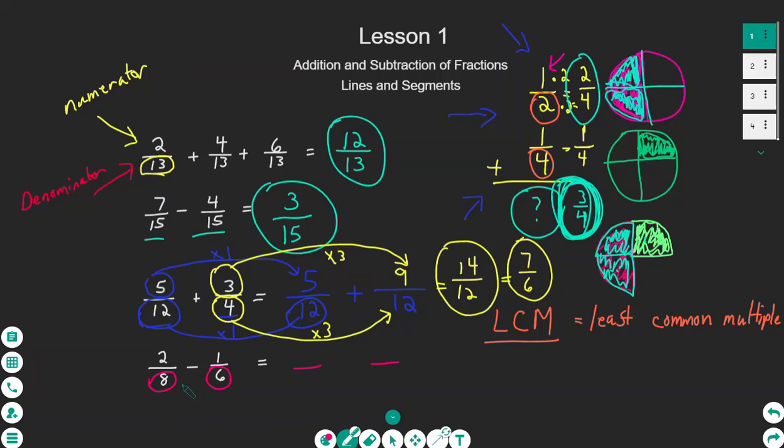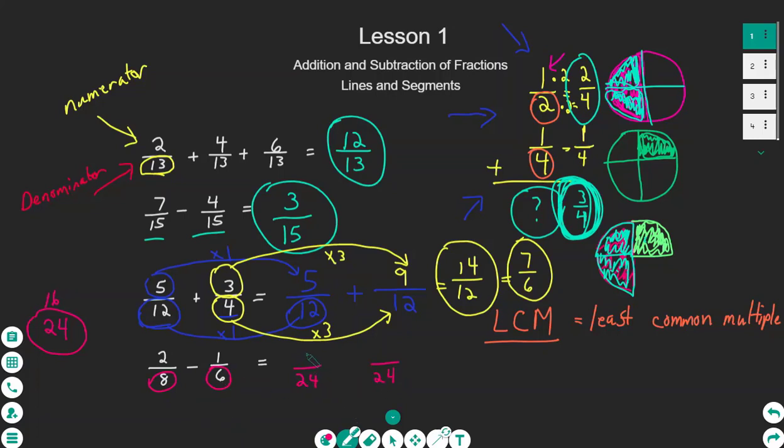So let's go 8 times 2. 8 times 2 is 16. But 6 can't go into 16 either. So that's not going to work. How about an 8 times a 3? 8 times a 3 is 24. 6 can go into 24. 6 times 4 is 24. So 24 is the one we're looking for. So we'll put 24 in our denominators.